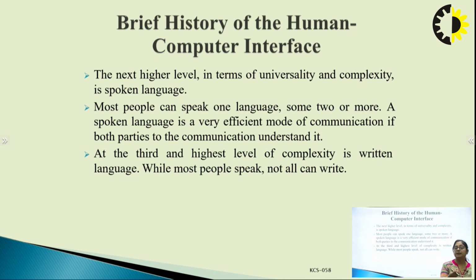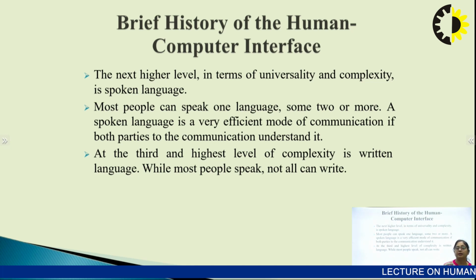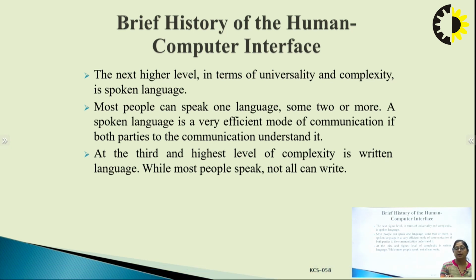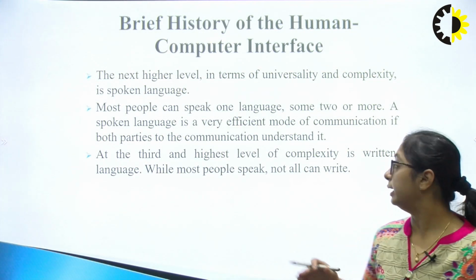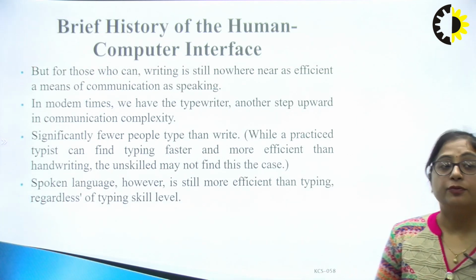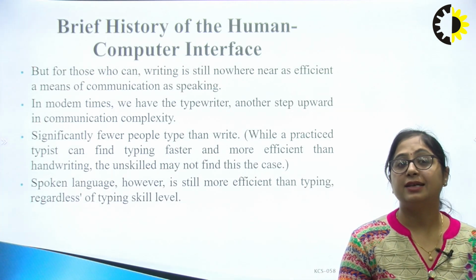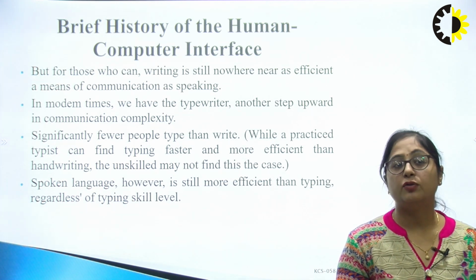The third and highest level of complexity is the written language. While most people speak, not all people can write. We just deal with the first level and the second level. The second level contains some deficiency and we move to the first level. Most people speak, but not all can write. For those who can, writing is still nowhere near as efficient a means of communication as speaking.